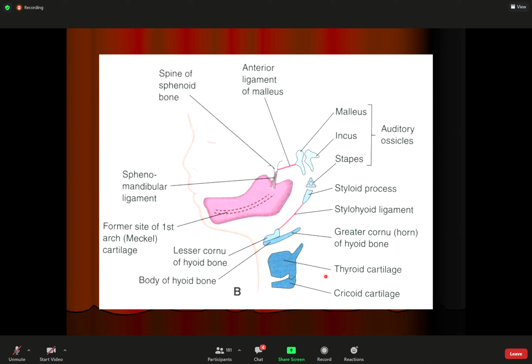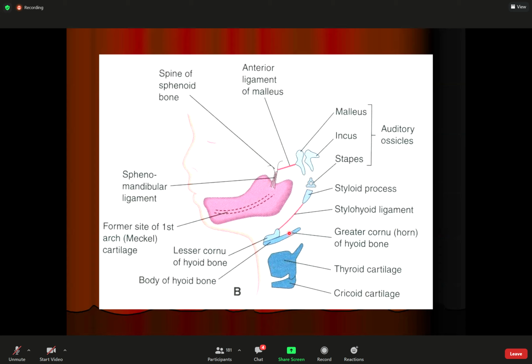Here is a beautiful picture showing you the first arch. Look at these 2, malleus and incus. Second arch, the upper part of the hyoid bone. All the facial nerve will respond here, and the facial muscles. So the second arch is more superficial, and the deeper one is the first arch, the muscles of mastication. They are present below the facial muscles.